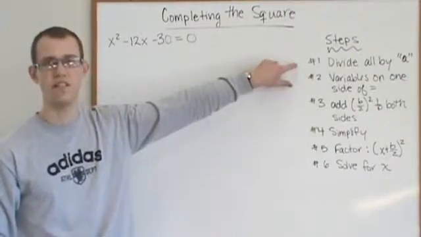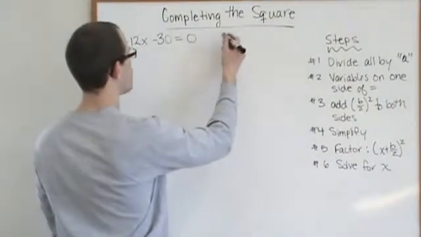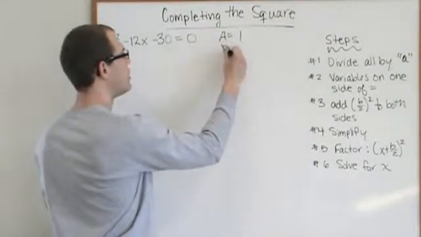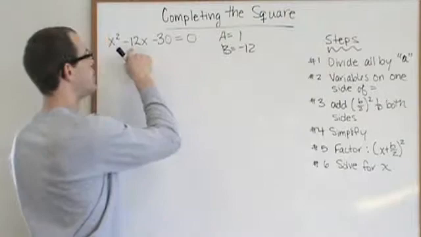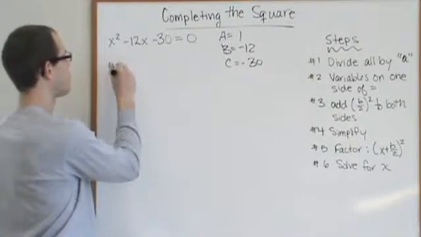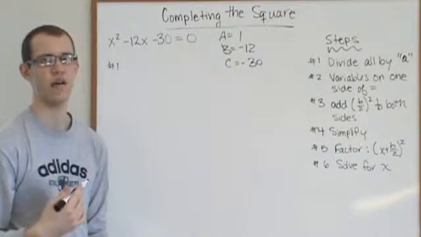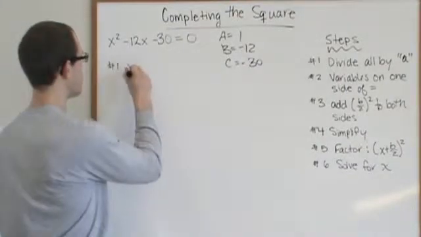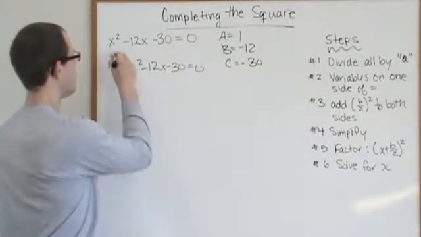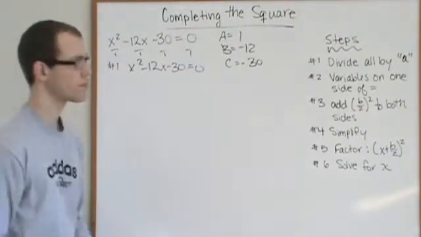The first step is to divide everything by a. Remember, if we write out what we have for our coefficients, we have a is 1, the number in front of the x squared, b is negative 12, and c equals negative 30. So step number 1, it said divide everything by a. Well, a is 1, and when you divide anything by 1, it's the same thing. So I'm just going to write x squared minus 12x minus 30 equals 0. So I divided everything by 1, and I got that out.